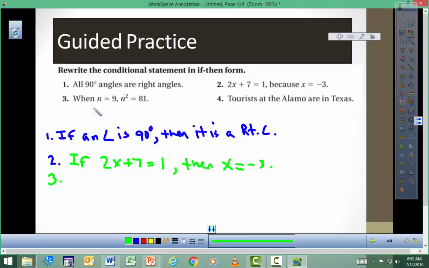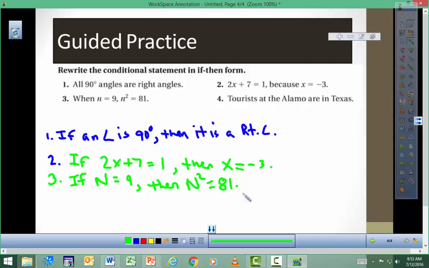How about this one? If n is equal to 9, then n squared is equal, yeah, we could do that one, that makes sense. Okay, so if n is equal to 9, then n squared is equal to 81. Okay, so that's how these work.